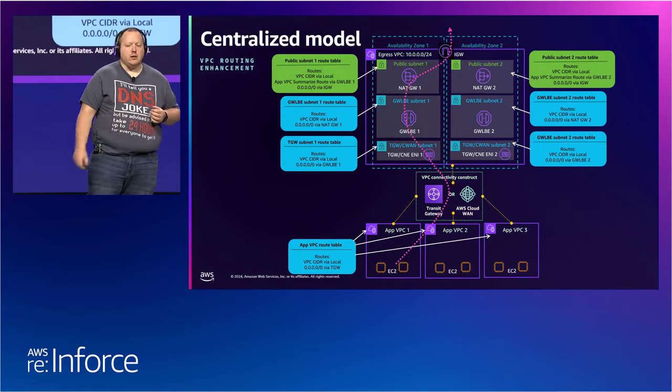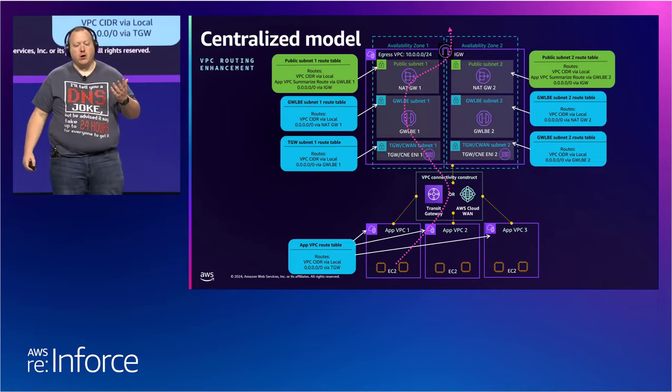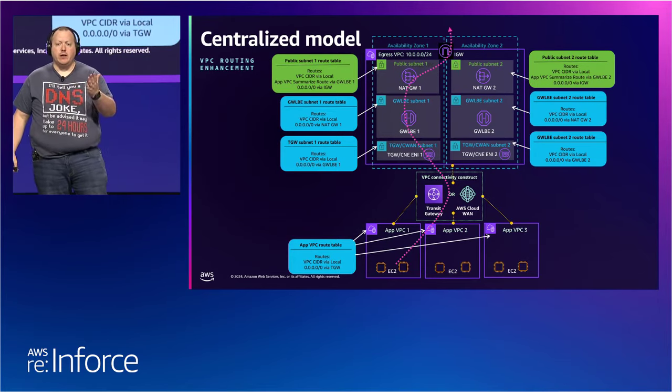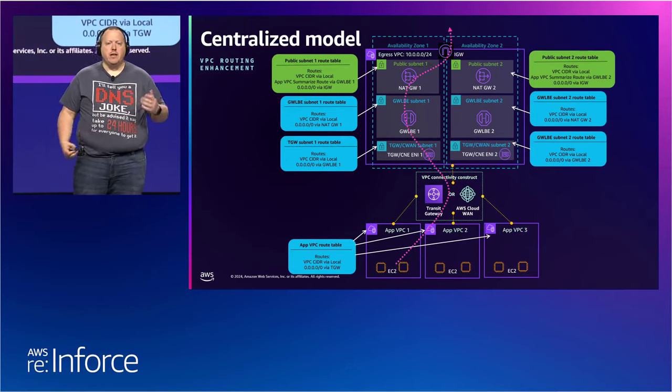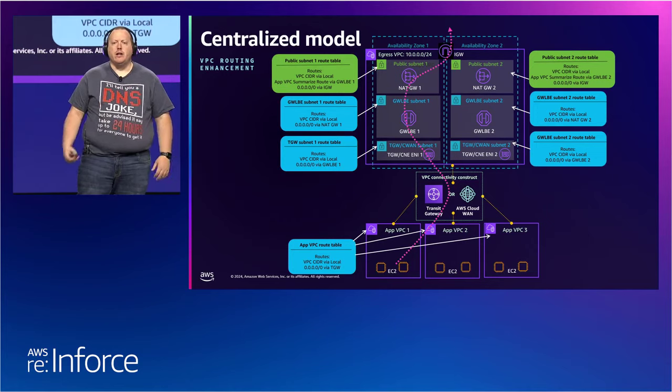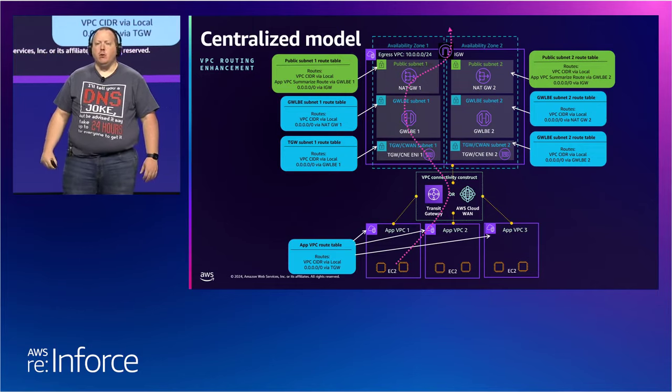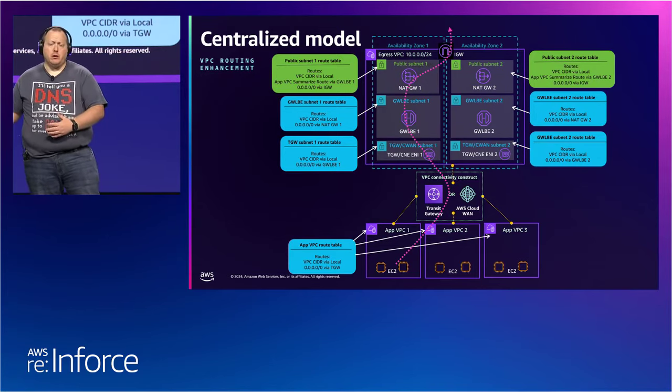And so the way that we route the centralized model, we just go from our VPC through our Transit Gateway or Cloud WAN using that default route. We go into our centralized egress VPC that's managed by our network or security team. And then we route out through there using NAT gateway, AWS Network Firewall, Gateway Load Balancer with third-party firewall, whatever you happen to be using.